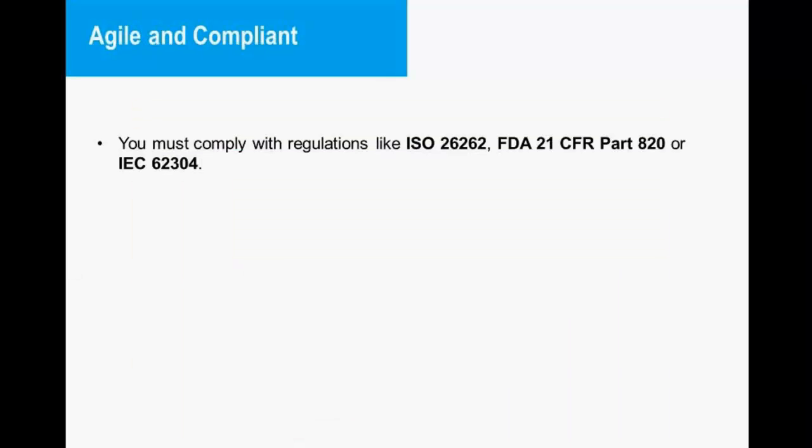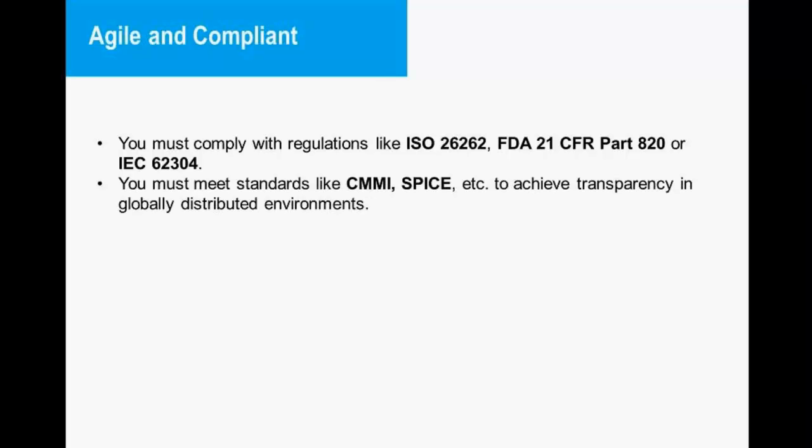Well, why do some need to work Agile and Compliant? Sometimes you have to comply with regulations like ISO 26262, FDA 21, and IEC 62304, for example. And because of that, you have these compliance points. Or you must meet standards like CMMI, SPICE, and so on. Today, we won't focus on these points that much.